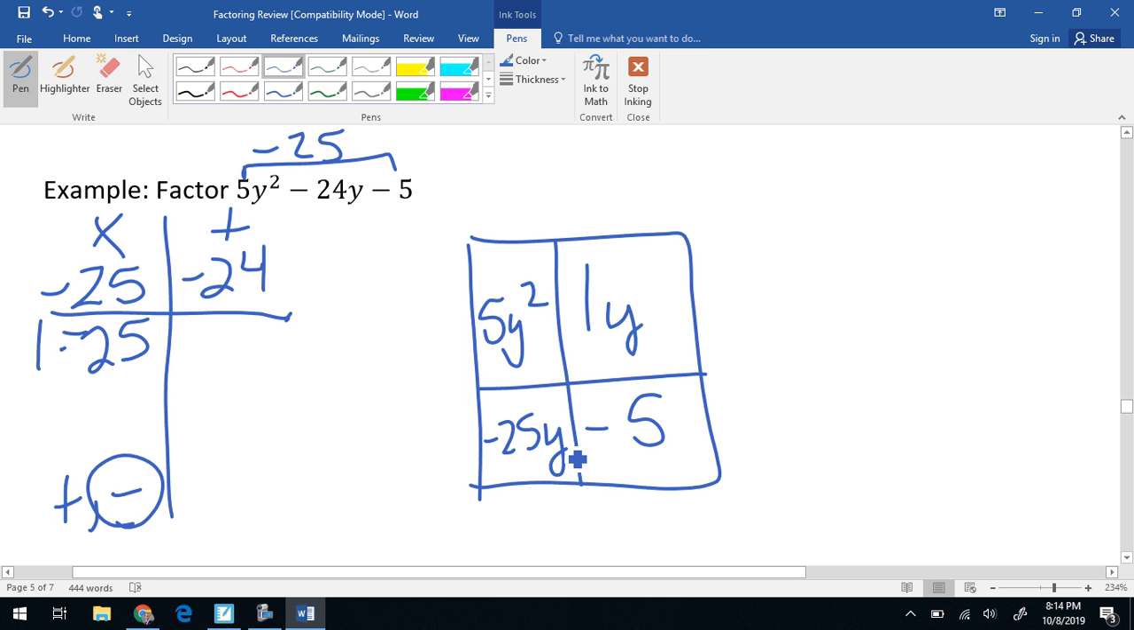So my trinomial, 5y squared minus 24y minus 5, is equivalent to 5y squared, and then negative 25y, and 1y, which is negative 24y, minus 5. And then I pull out the GCF.